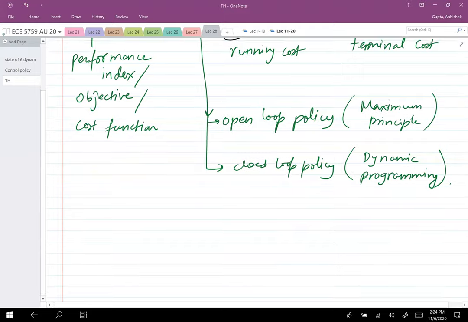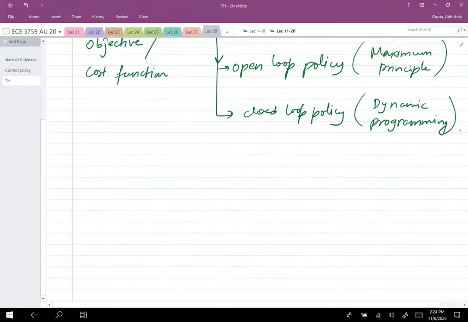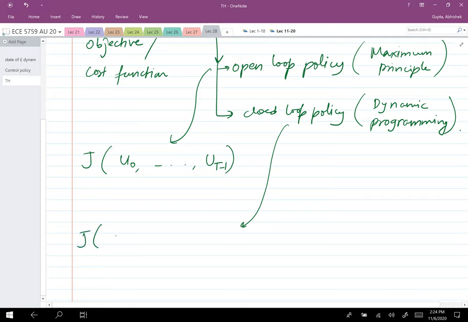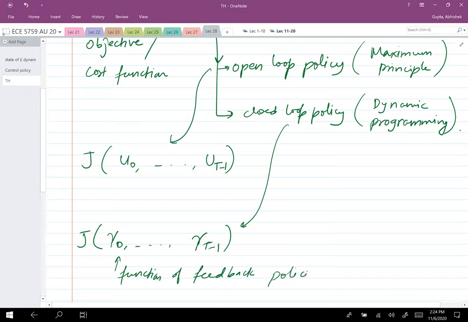So in the case of optimal open loop policy, I'm going to write the performance index J as a function of U0 to UT minus 1. Whereas in the case of closed loop policy, I'm going to write J as a function of gamma 0 to gamma T minus 1. So in the case of closed loop policy, the performance index is a function of the feedback policies, whereas in the case of open loop policy, the performance index is a function of the actual actions.